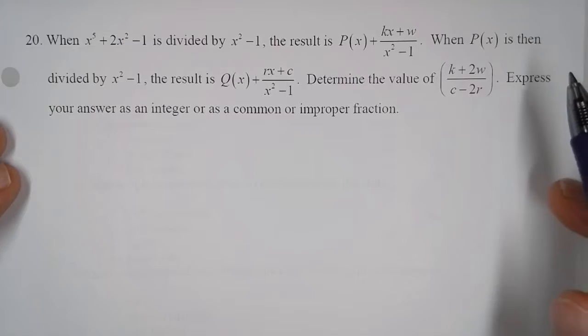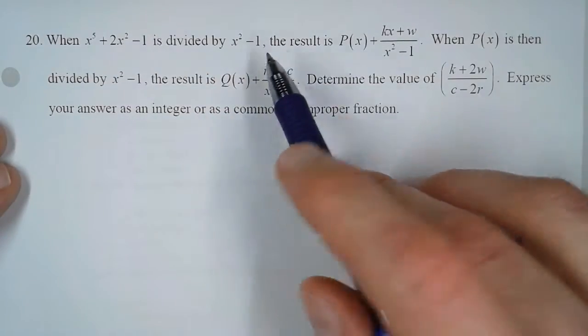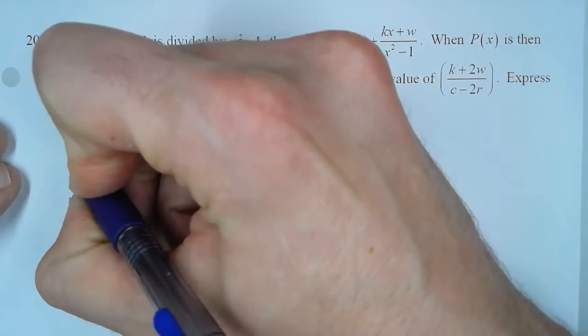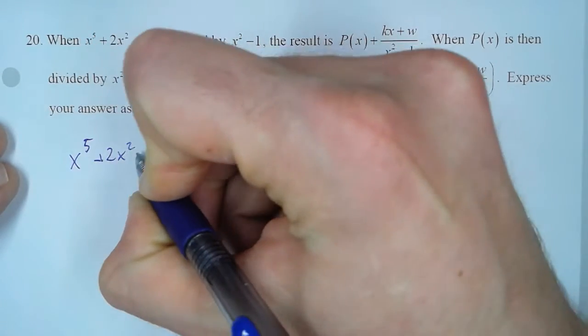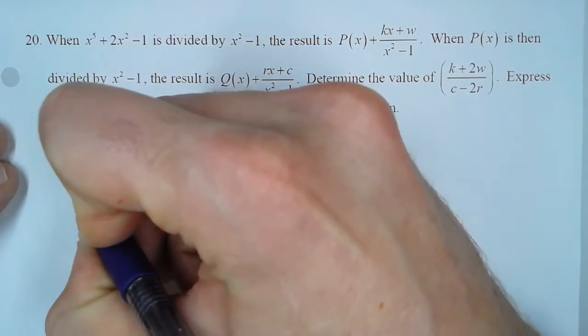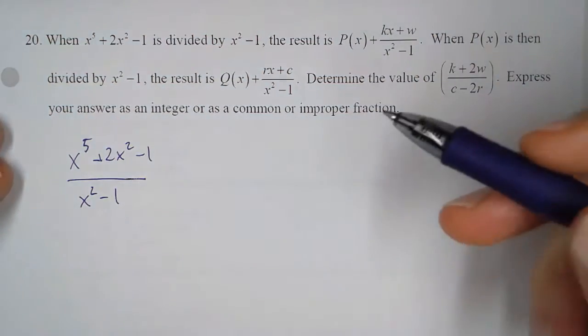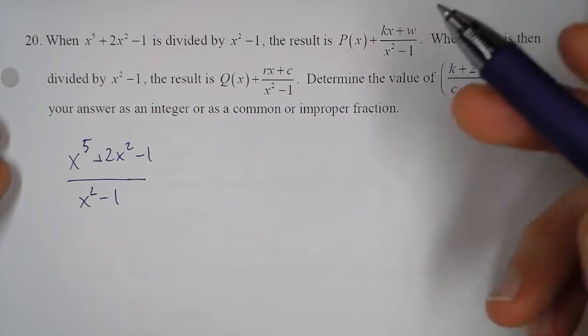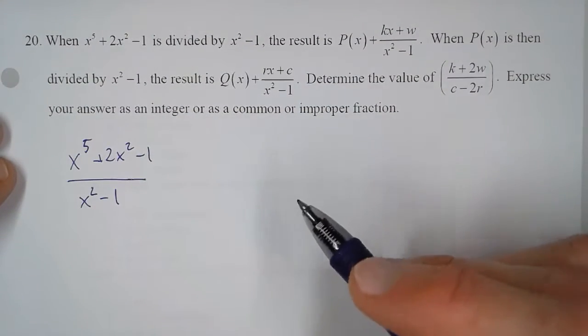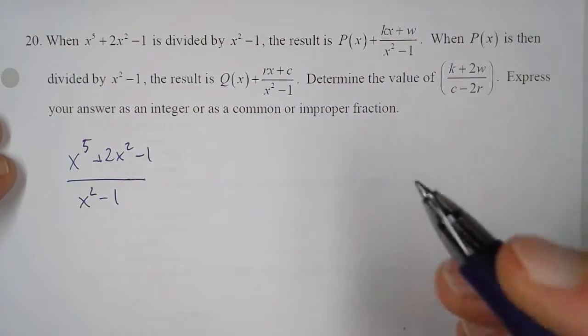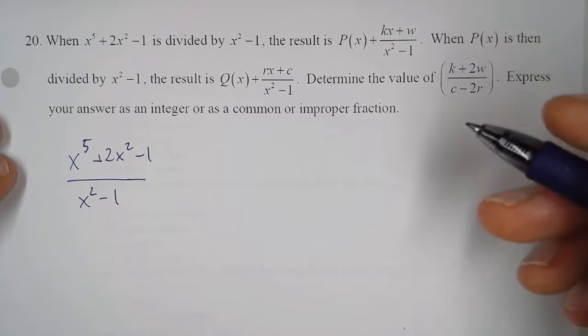So what are we doing first? We're taking this and dividing by x squared minus 1. Now if you just write it like this, x to the fifth plus 2x squared minus 1 all over x squared minus 1, it might leave you stymied. How do we do that? The way we have to do this is we have to go back to long division. Long division works with variables just as much as it did when we divided with numbers.